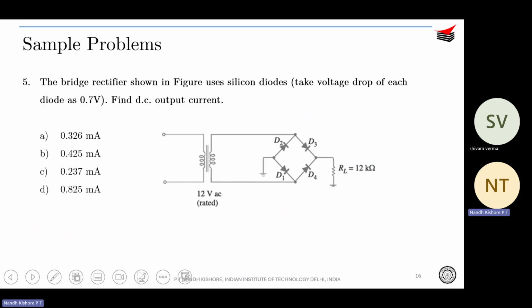Next question is again simple. The bridge rectifier shown in the figure uses silicon diodes. Take a drop of 0.7 volts each, right? If you say 0.7 volts drop, that is VAK is 0.7 volts. Okay, so find the DC output current.